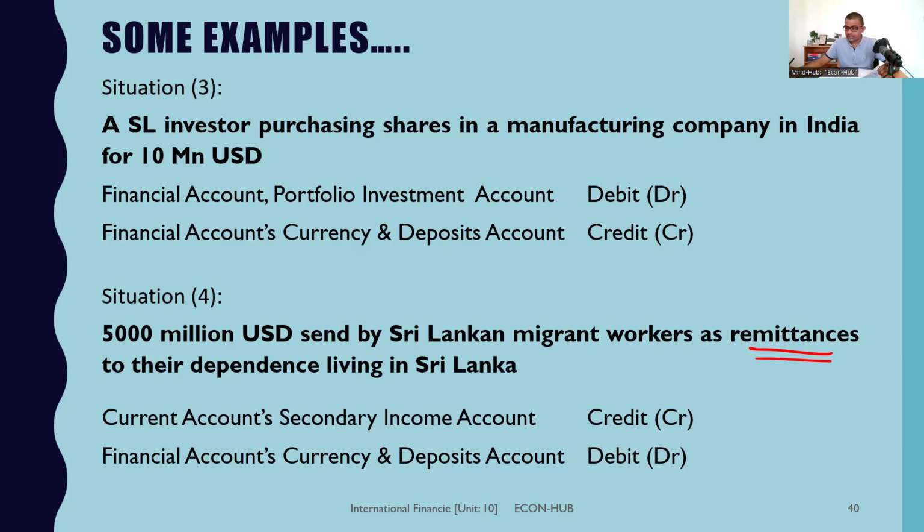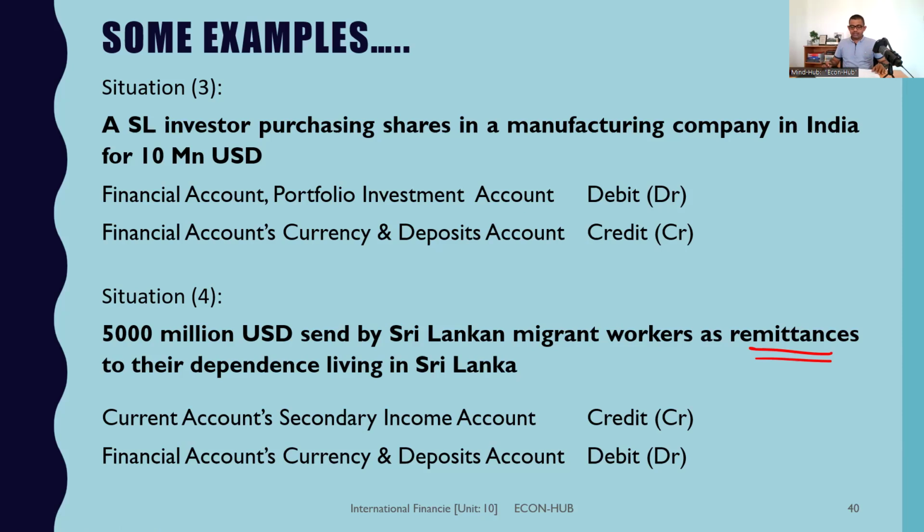The fifth situation, I'll just read it while you guys complete this if there is anything to be written down. Fifth situation, the government of Canada donates 50 million US dollars worth of food and medicine. 50 million US dollars worth of food and medicine donated by the government of Canada to the government of Sri Lanka. Canada donates not money, material, food and medicine. There's a value for it, but material.